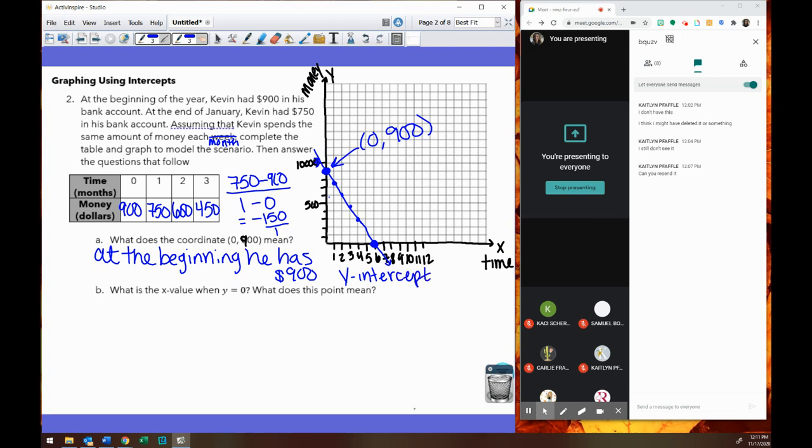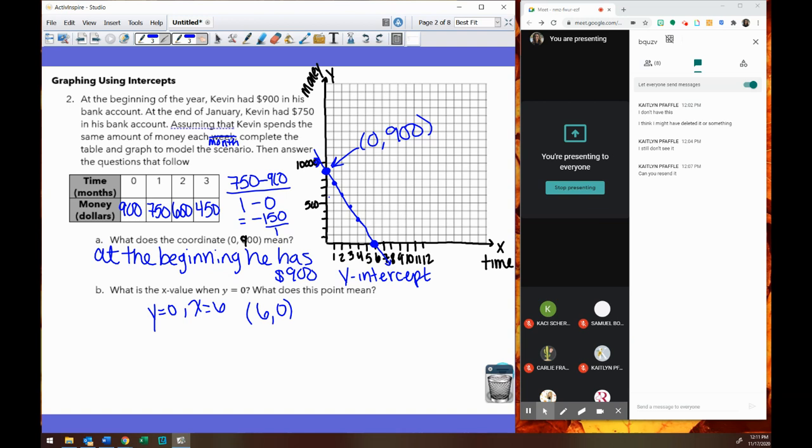Where does your graph intersect your y-axis? At your y-intercept, your x value is always 0. What is the value of x when y is 0? So now if we come down and look at our graph, when y is 0, what is our x value? 6. So when y equals 0, x equals 6. So if we write that as a coordinate point, we have 6, 0.